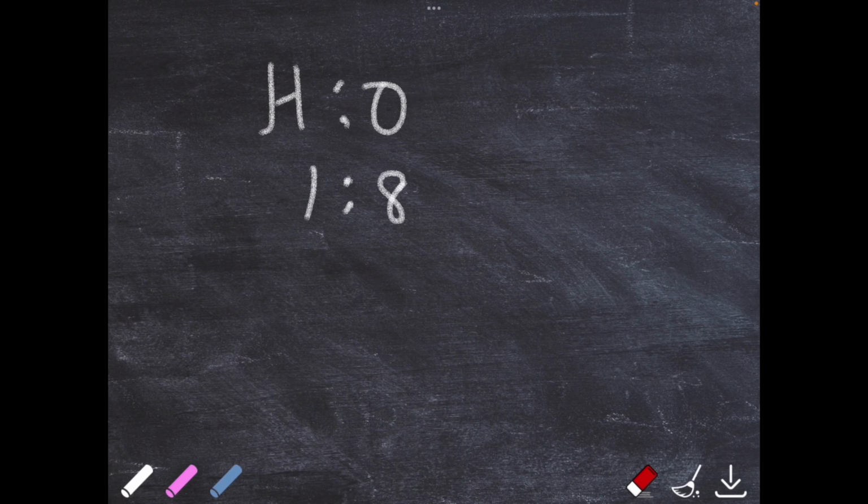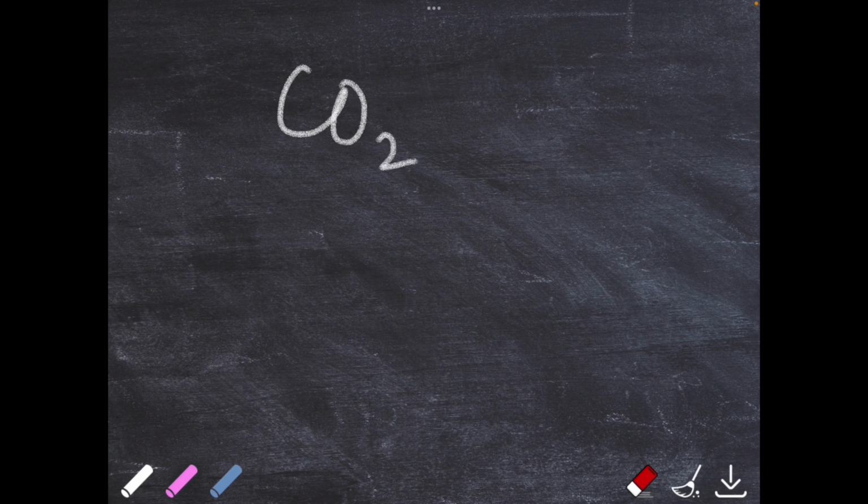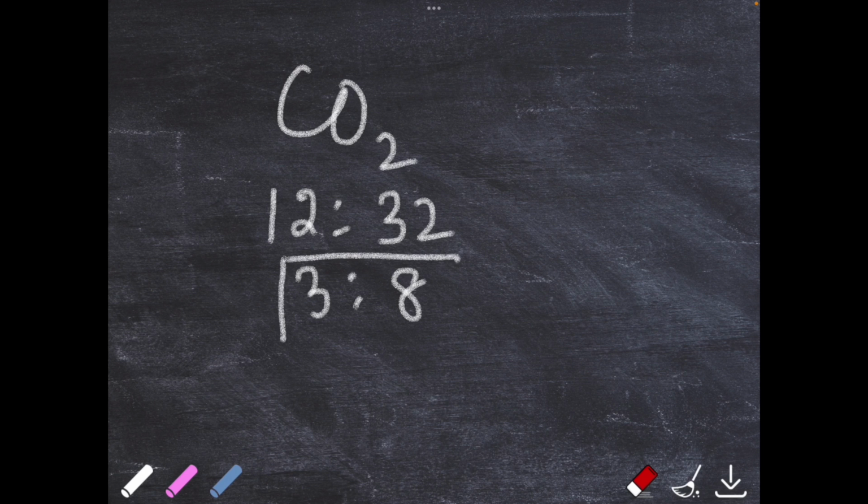Let me take one more example. Carbon dioxide. Here you have 12 grams of carbon combining with 16 multiplied by 2, that is 32 grams of oxygen. To simplify it, we have 4 3s are 12, 4 8s are 32. That is 3:8 is the ratio by mass in which carbon combines with oxygen.